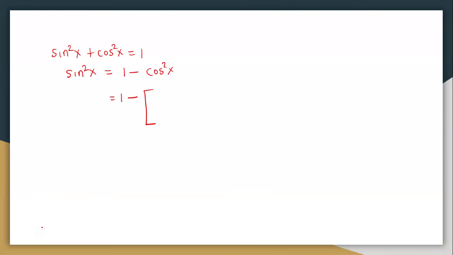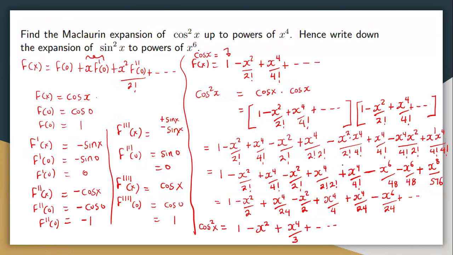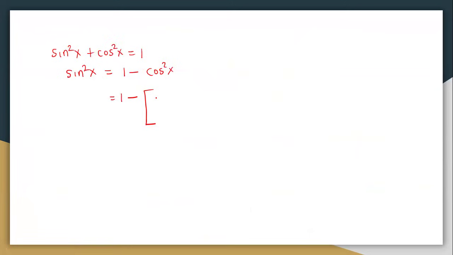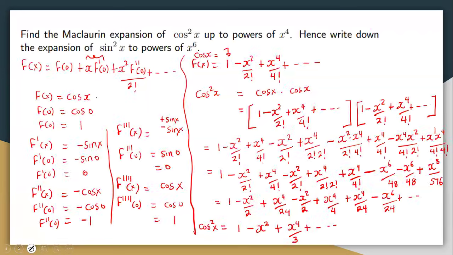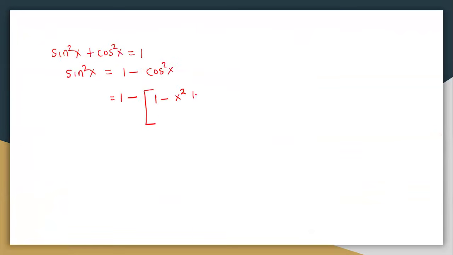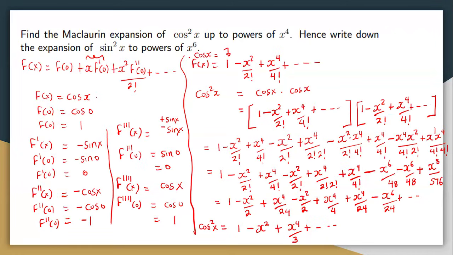We go back to our series we obtained, and what was the series? It is here: 1 minus x squared, then x power 4 out of 3, plus x power 4 out of 3. Now, when you read the question very well, they told you up to x to the power of x.